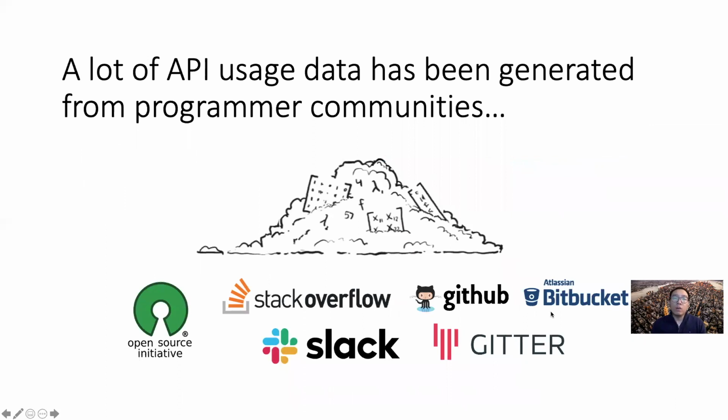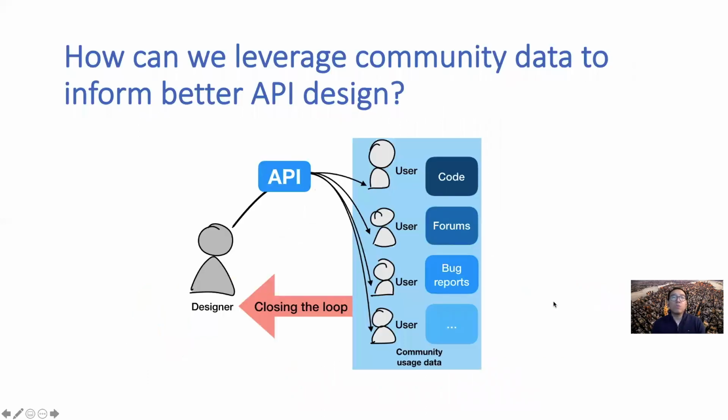Unlike prior work, we are looking through the lens of community-generated API usage data. Those data are in online Q&A forums, code repositories, and communication channels like Slack and Gitter. We propose this idea of data-driven API design by leveraging community API usage data to inform better API design. The primary goal of this work is to investigate what kind of information API designers want to find out from the user community and what kind of tool support they need.